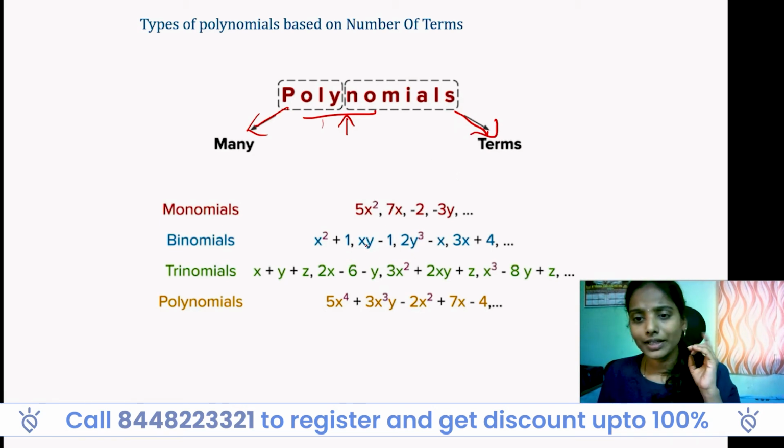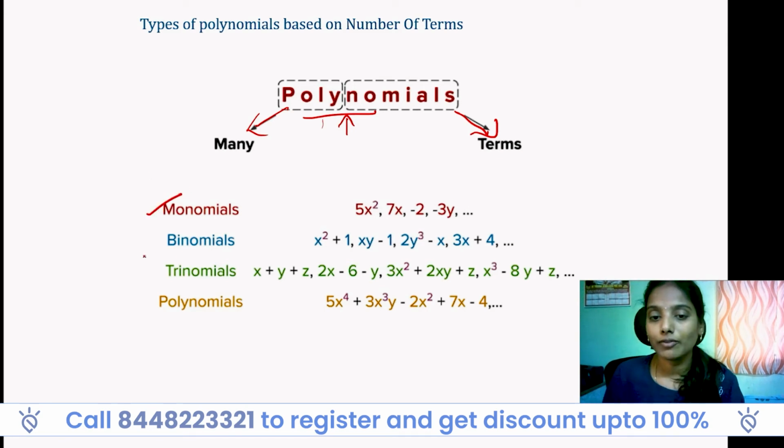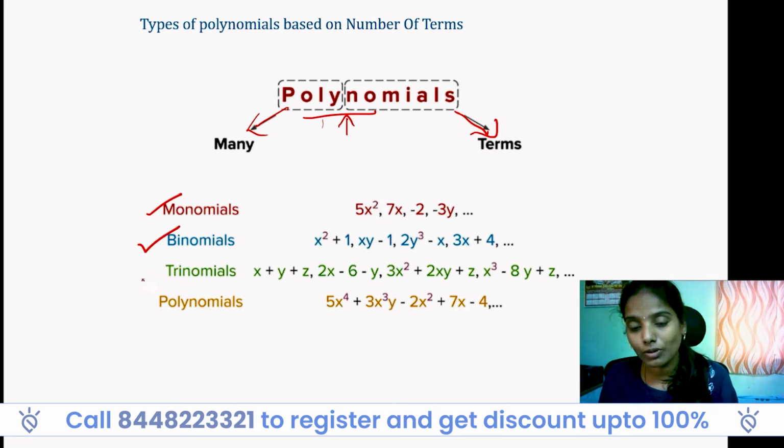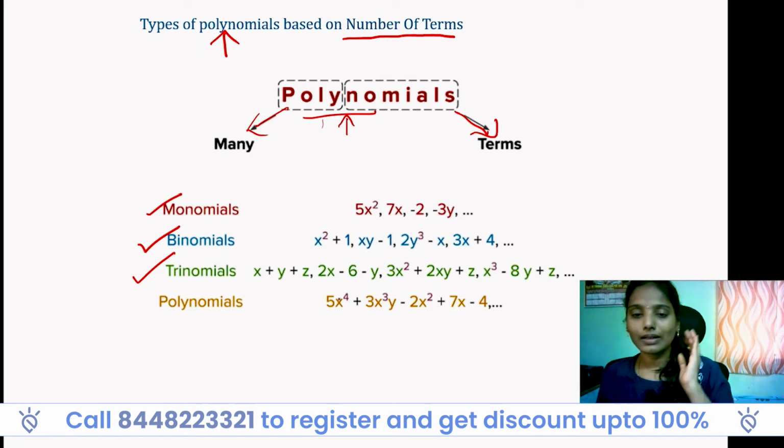It can have a single term, double terms, or 3 terms. For a polynomial, the number of terms can vary. If it is 1 term, we name it monomial. If it has 2 terms, we name it binomial. If it has 3 terms, that is trinomial. And so on. Based on the number of terms, we classify the polynomials into many types. For 1 term, it is monomial. For 2 terms, it is binomial. For 3 terms, it is trinomial.